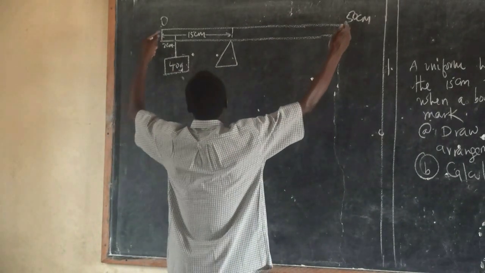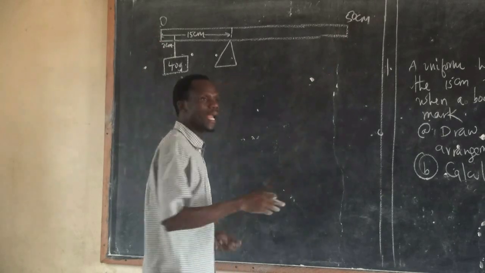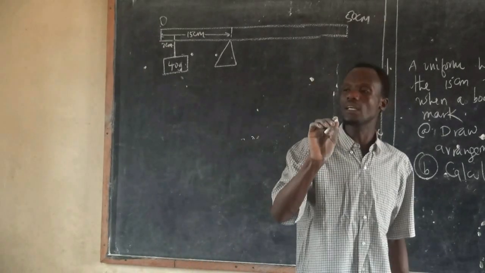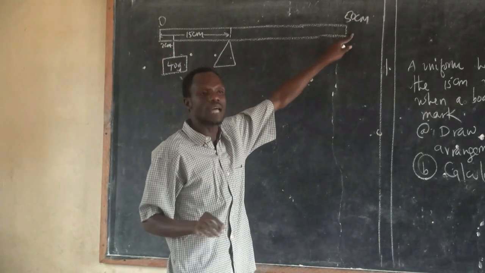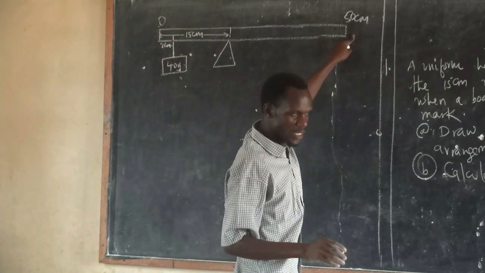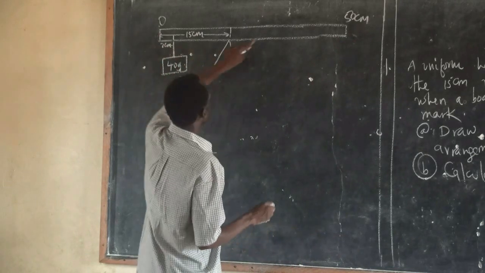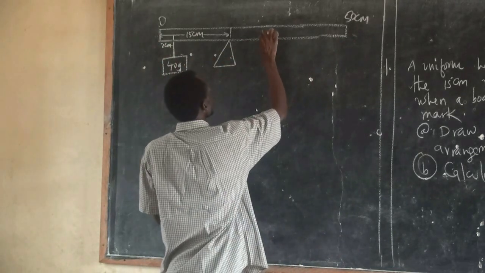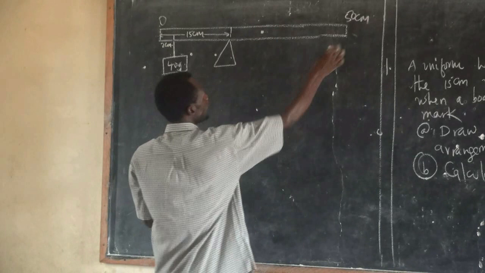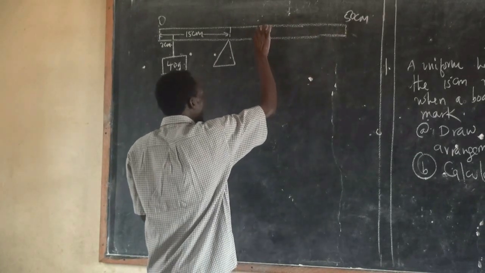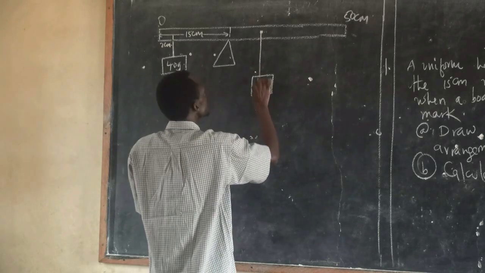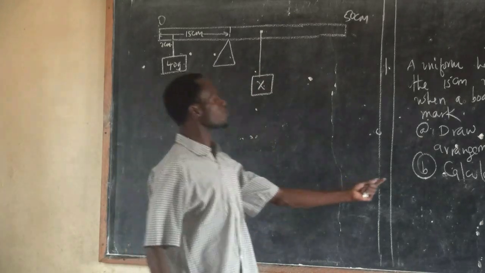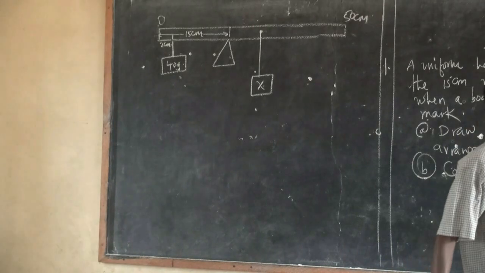But remember, the mass of any uniform load is concentrated at its midpoint. The midpoint of this 50 centimeter ruler is 25. From here up to here is 25. Now, the mass of the ruler is hung from here. This is X, because that is the second question: calculate the mass of the ruler.